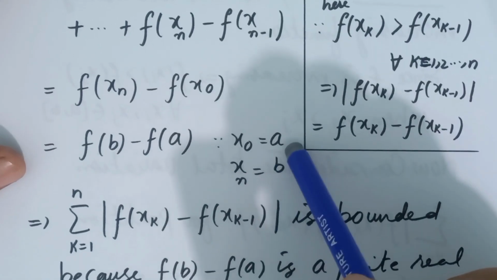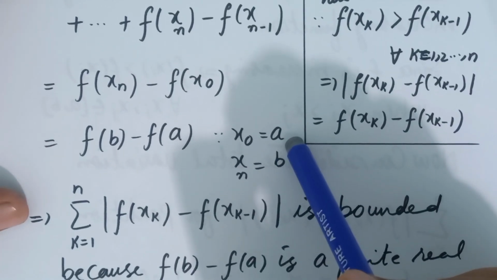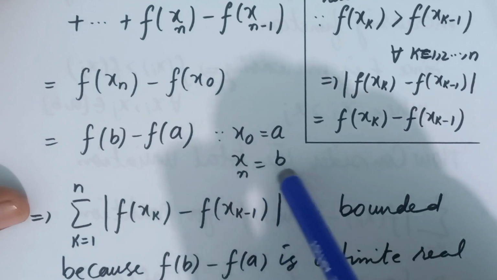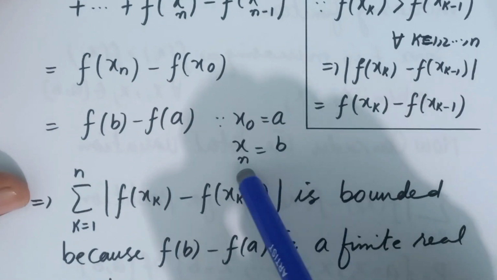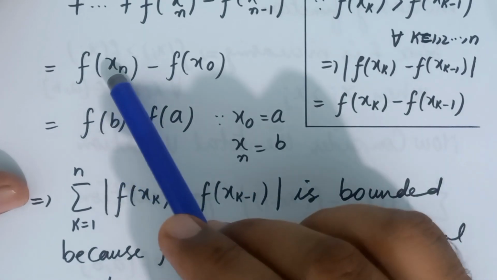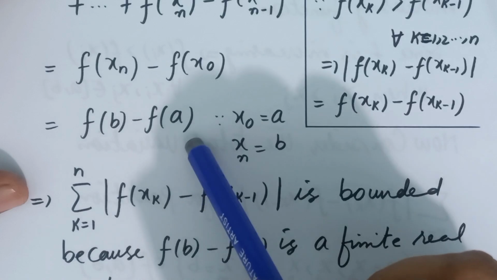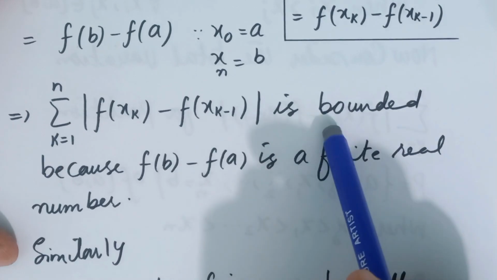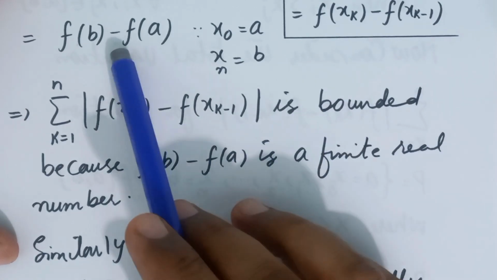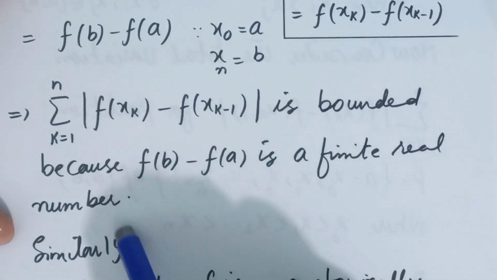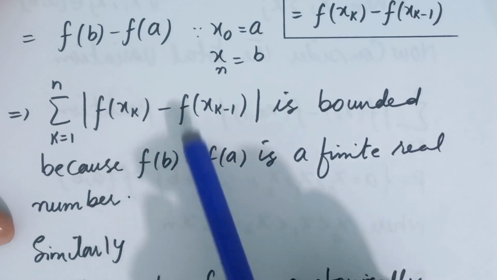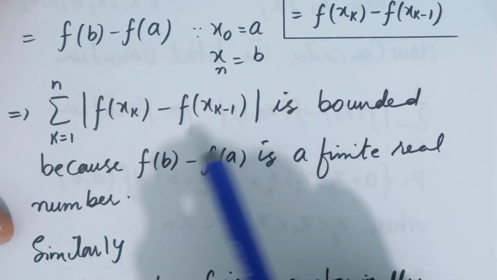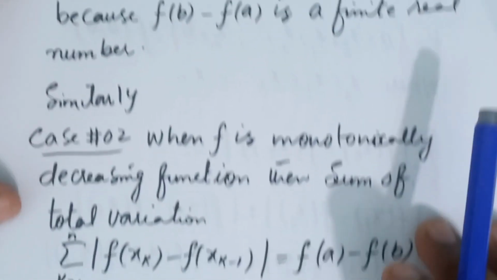As x0 is the first point of the partition, that was A, and xn is the last point of the partition, that was B, this can be written as f of B minus f of A. So this sum of total variation is bounded because f of B minus f of A is a finite real number. That's why our sum in this case is bounded.